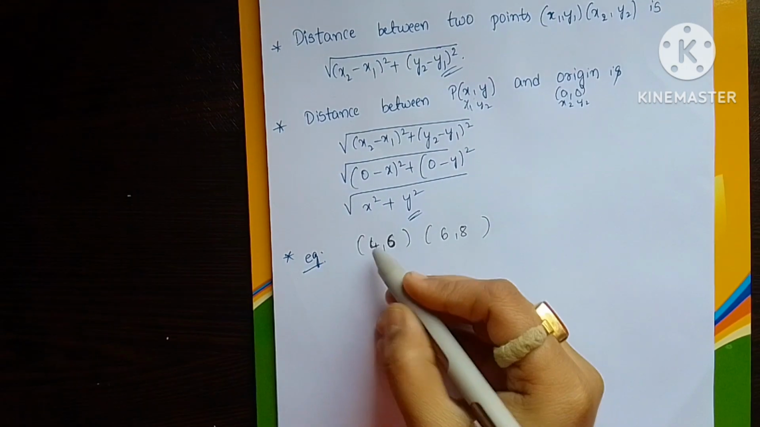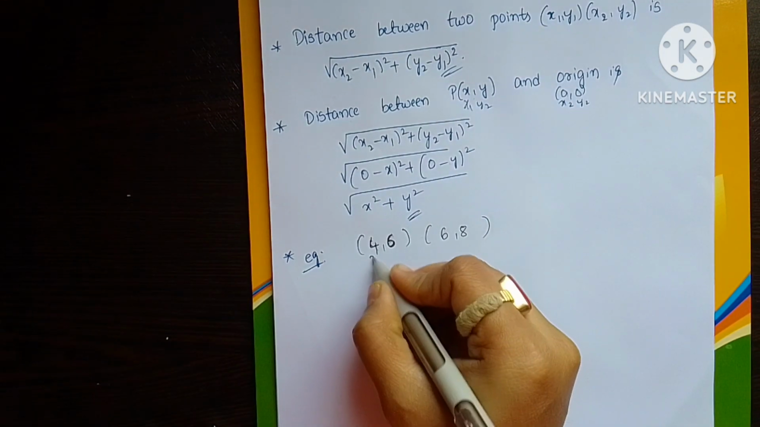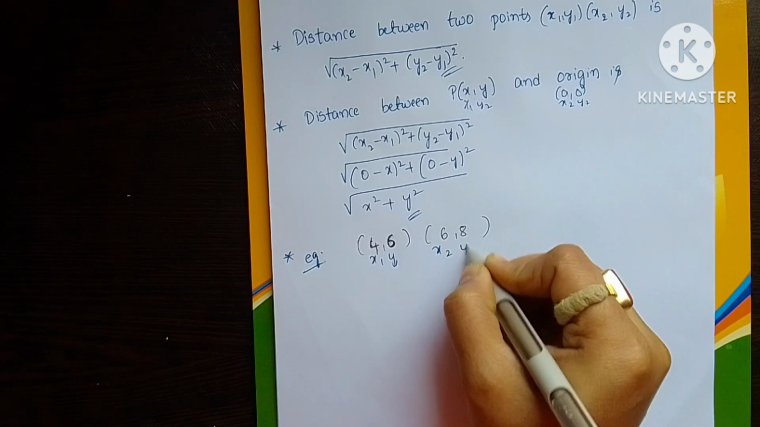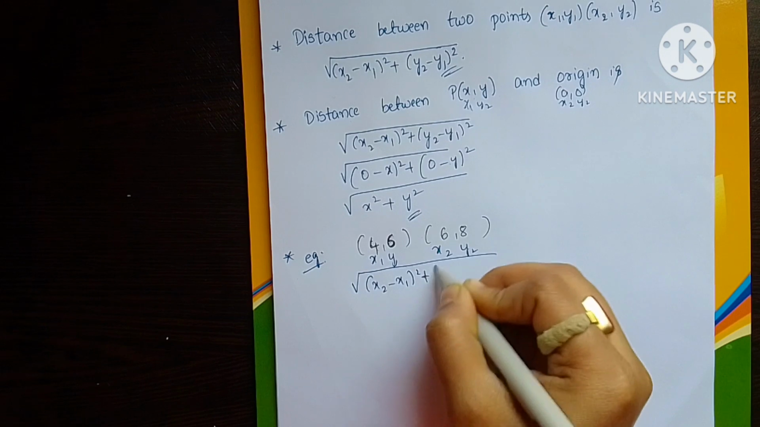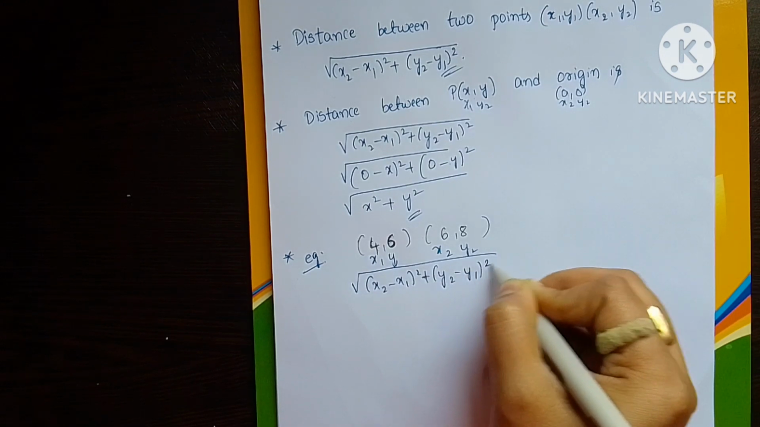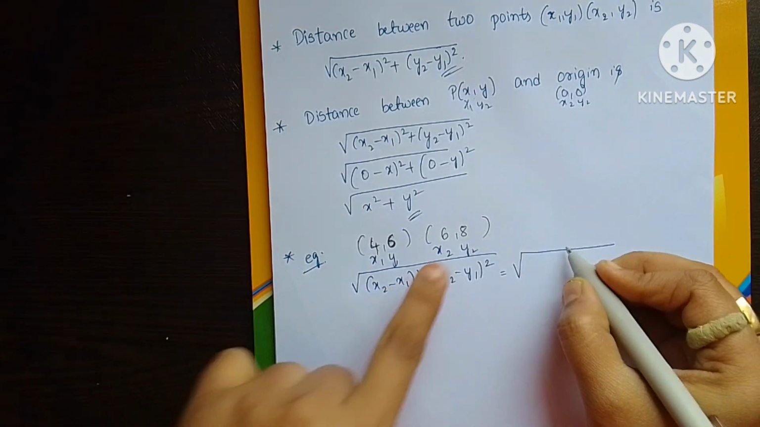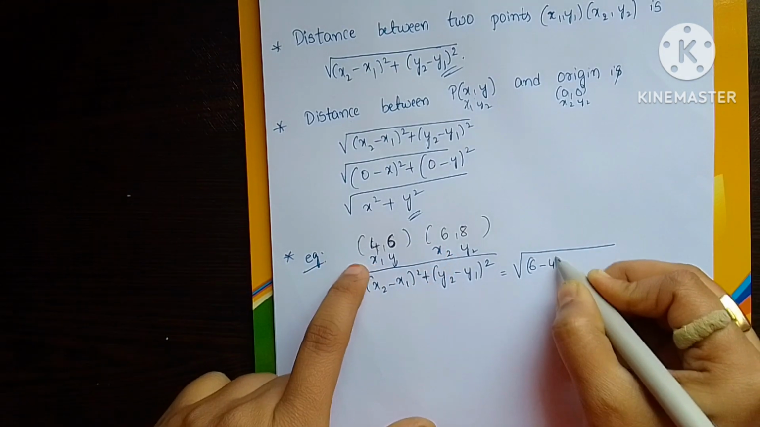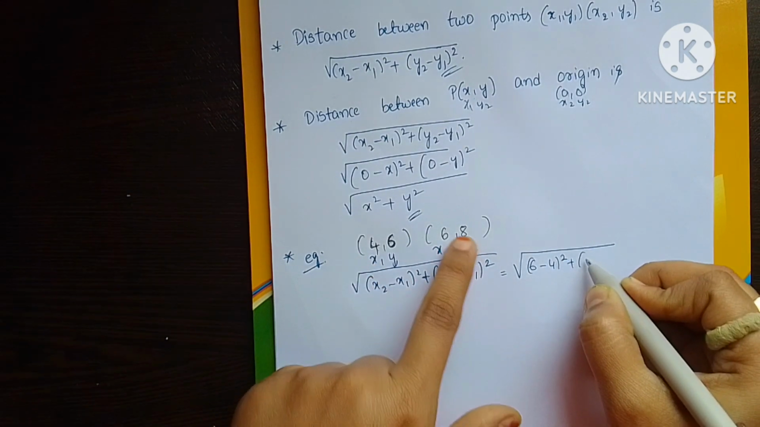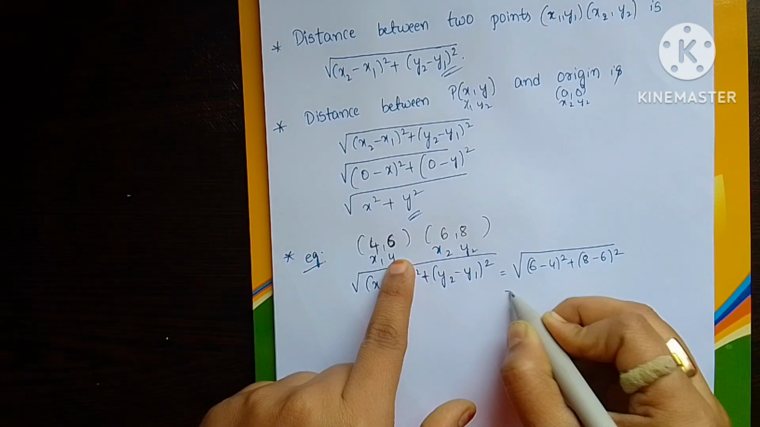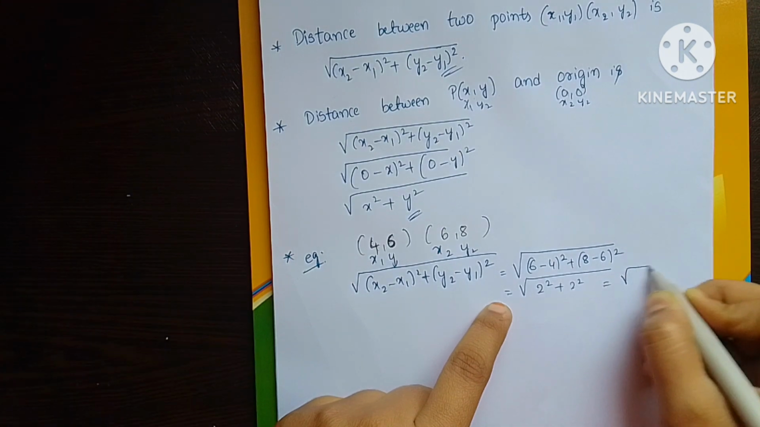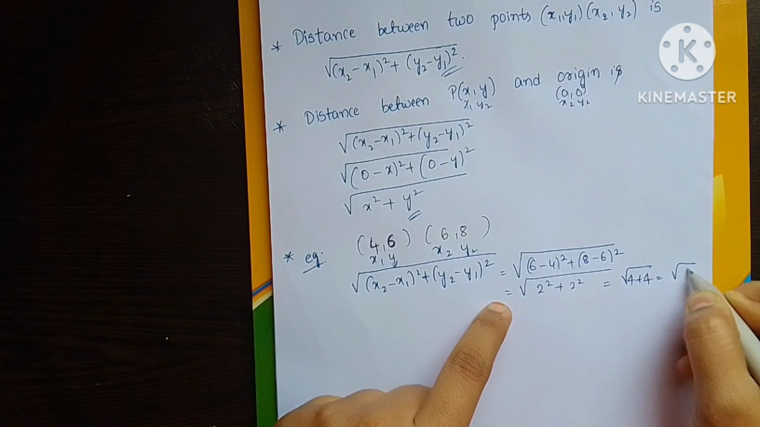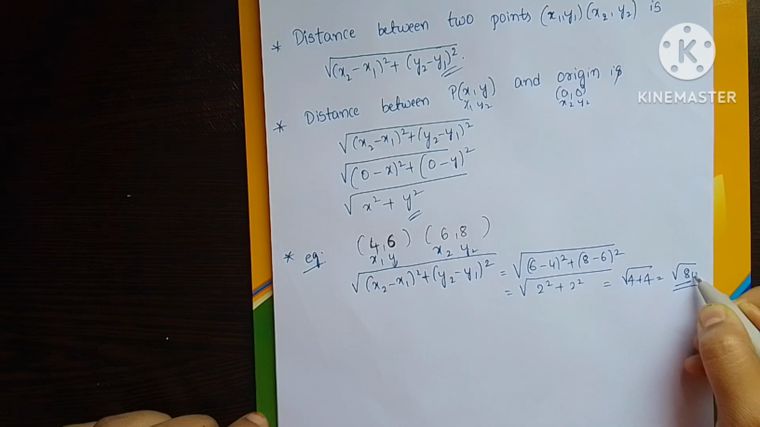Let's see an example. So here x1 and y1, x2 and y2. Square root of (x2 minus x1) whole square plus (y2 minus y1) whole square. So square root of (6 minus 4) whole square plus (8 minus 6) whole square, that is equal to 2 square plus 2 square, that is equal to 4 plus 4, that is equal to root 8. So root 8 units is the distance.